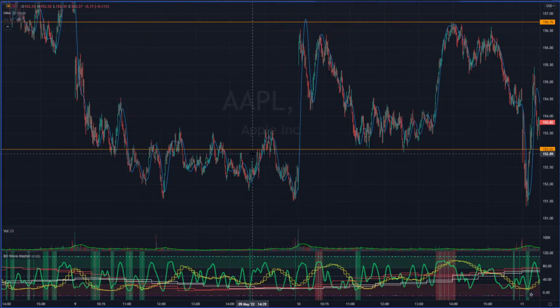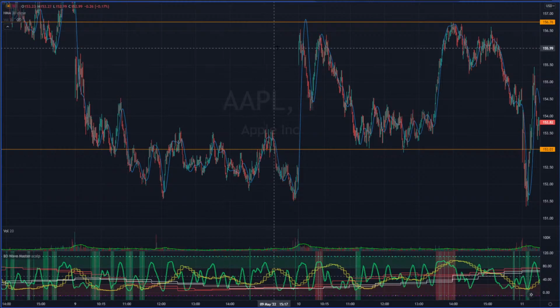And right here at this key level at 153, we were just kind of moving around, not making any big moves, not making any big decisions. Volume was pretty low most of the day, but we were just kind of bouncing right here at this level.